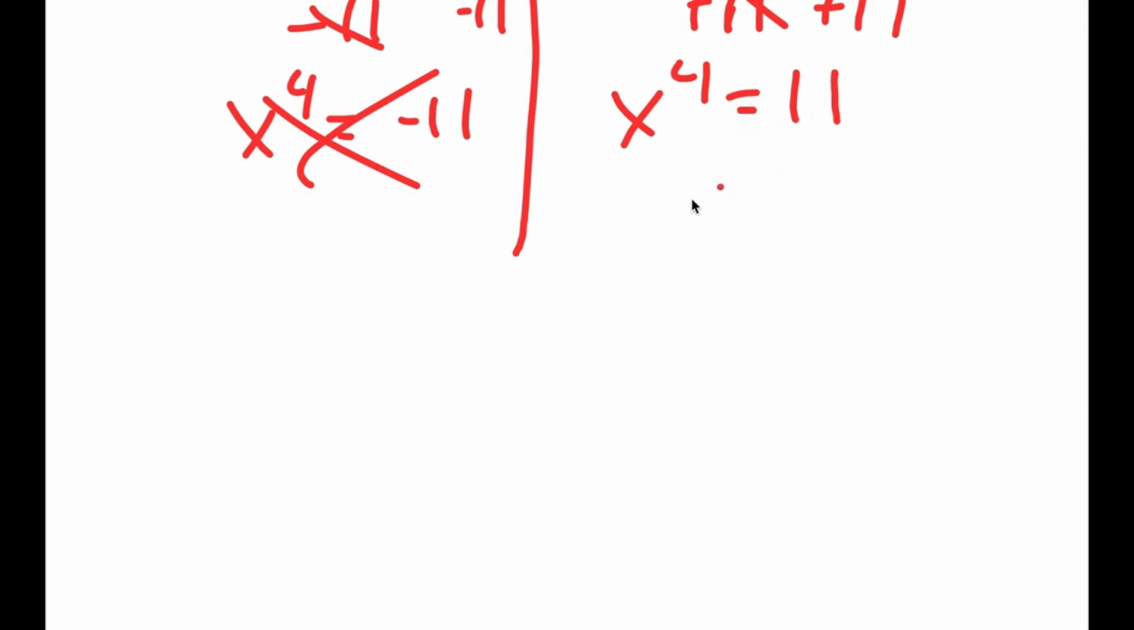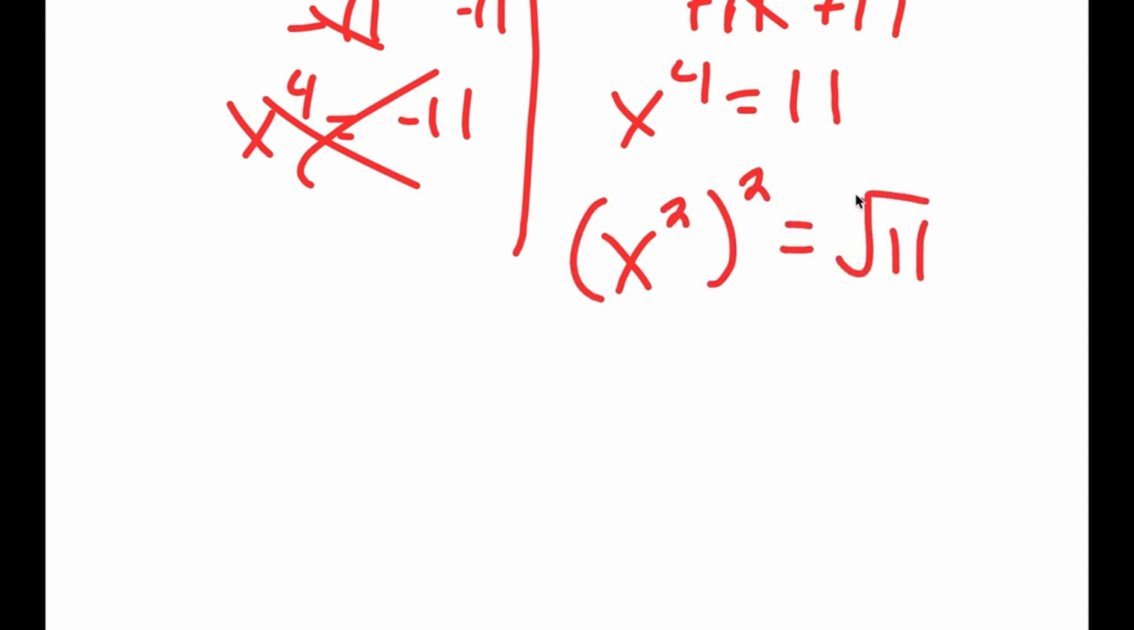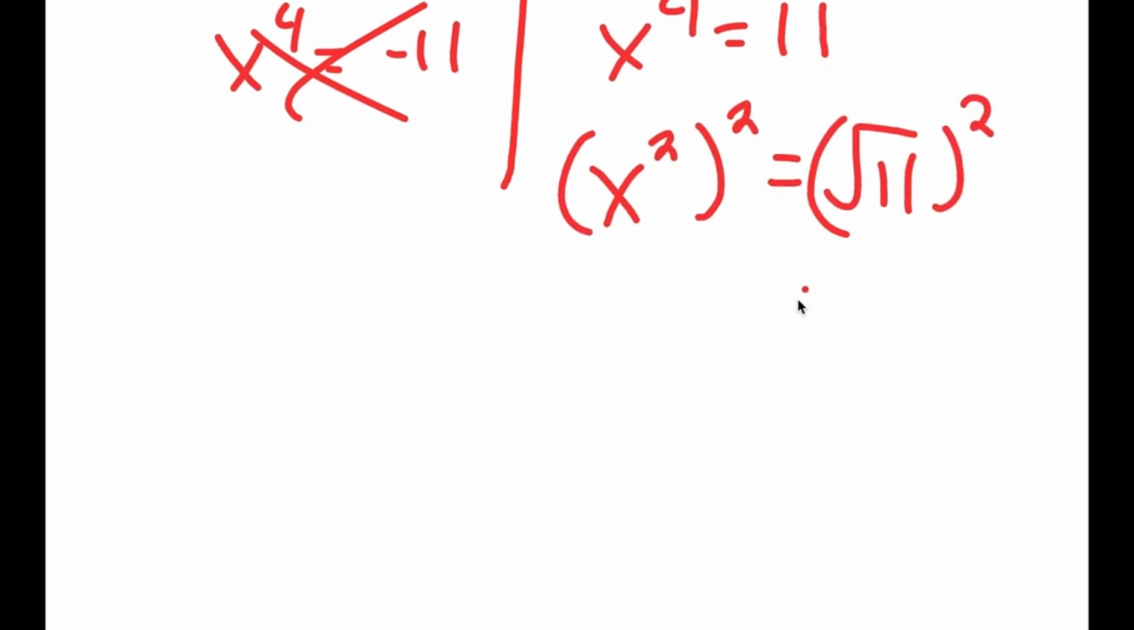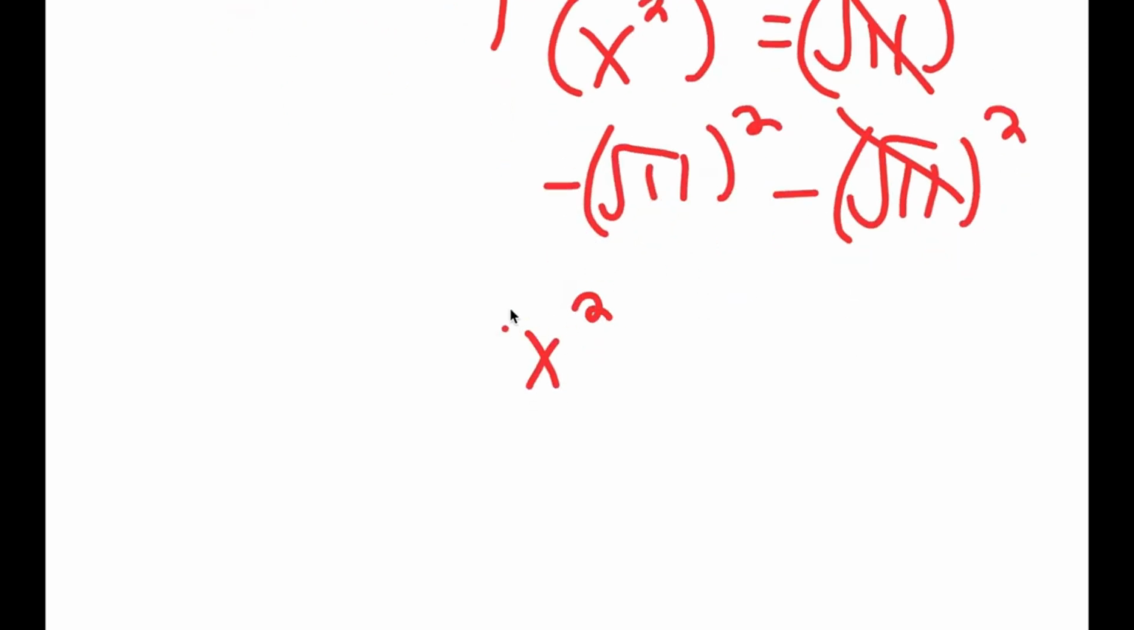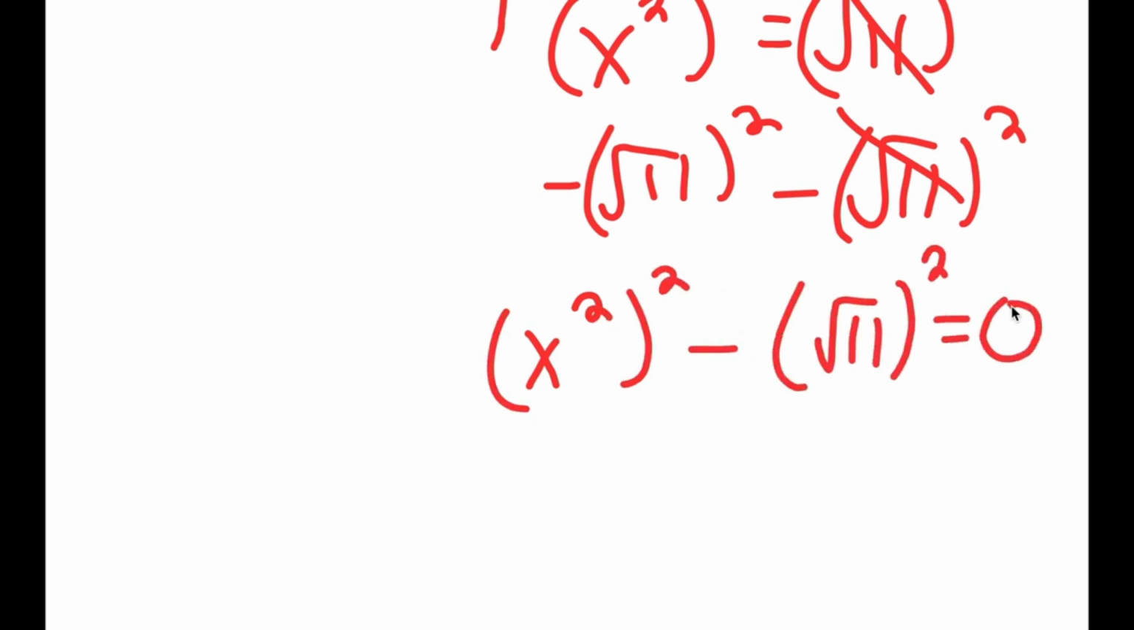For this, I can rewrite this as x squared to the power of 2 is equal to the square root of 11 squared. And now I'm going to subtract the square root of 11 squared on both sides. And now I get x squared to the power of 2 minus square root of 11 squared is equal to 0.